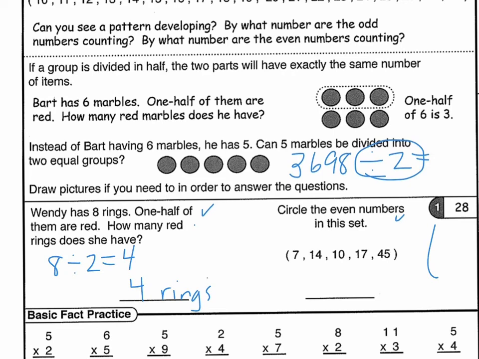Circle the even numbers in this set. Is 7 even? No. 14 is even? Yes. 10? Yep, that's even. 17, nope, that's odd because 7 is odd. 45 is odd. Remember, the 4 and the 0 in those numbers are the only numbers that matter, just the numbers in the ones place. So I'm going to write 14, 10 there. If you didn't do that, add that into there. And if you got it wrong, erase it and fix it right now. And then I'm going to add up 4, 14, and 10 over here to get 28.